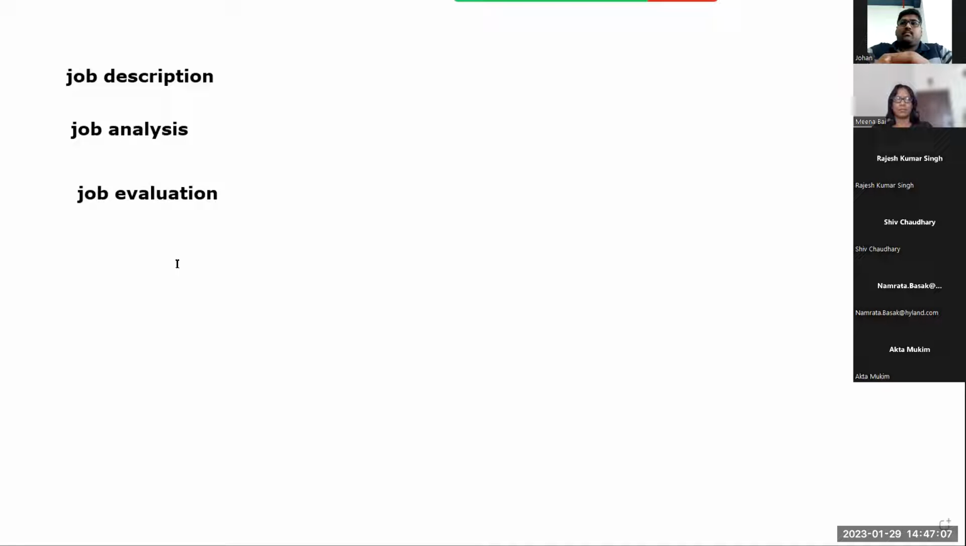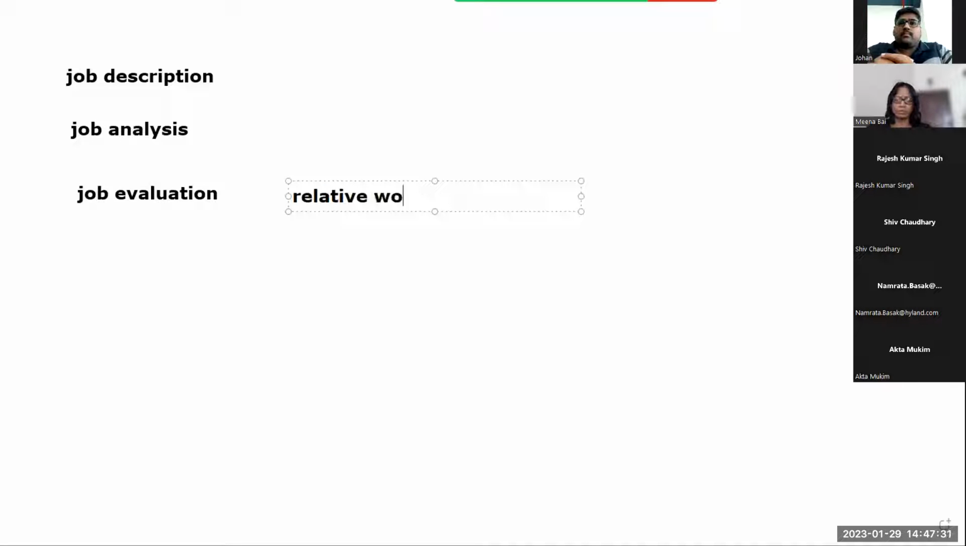Just a thumbs up. Okay. Now, when we are talking about job evaluation, it is the systematic process of determining, and I'm using the word determining, the relative worth. What is very important?